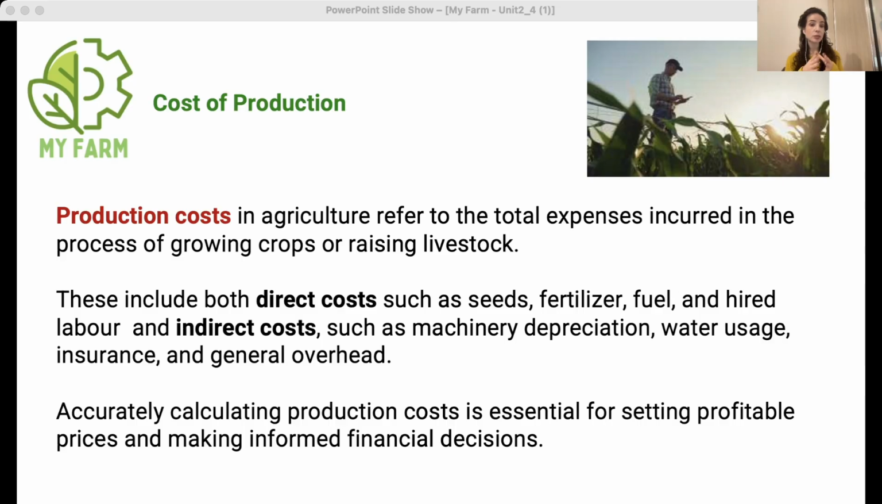Accurately calculating production cost allows farmers to set realistic prices, evaluate enterprise performance, and make informed investment decisions. Without this knowledge, even high-yield operations can struggle in financial terms.